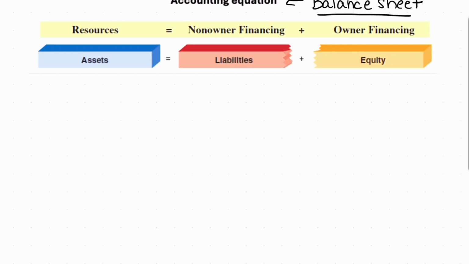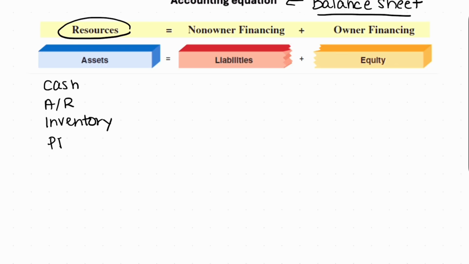So if you think about when you start a business, the very first thing that you would want to do is make a list of all of the things that you have to make money. So resources are the most important thing that we need to keep track of. We need to make a list of all of our resources. That might include cash. It might include accounts receivable, what people owe us. It might include inventory or fixed assets like property, plant, and equipment, and other types of assets.